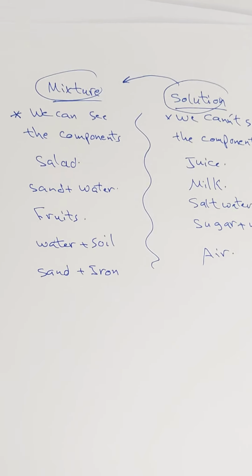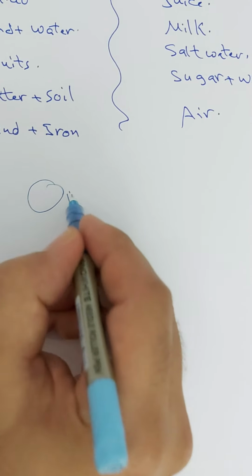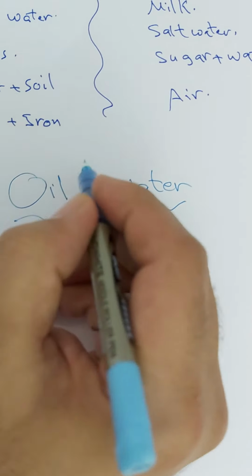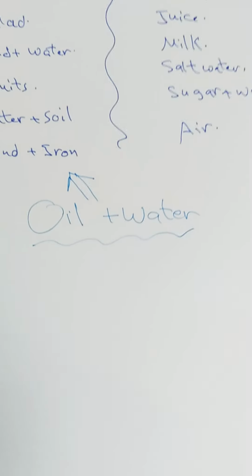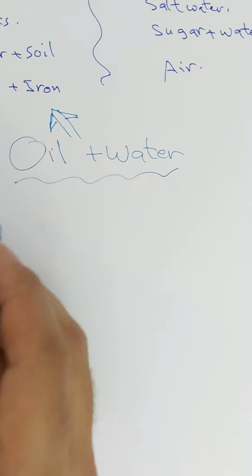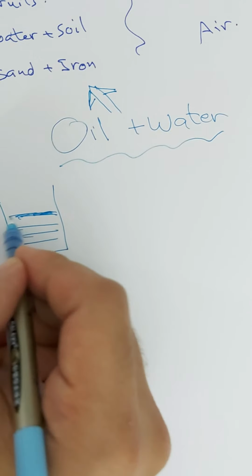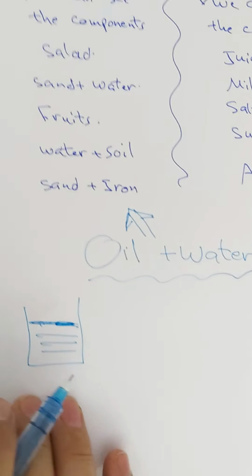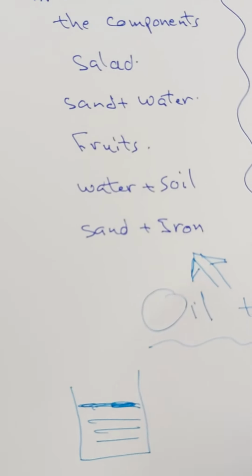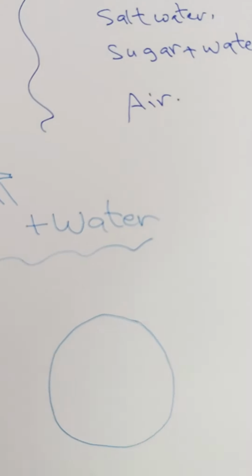Now, we said before, oil plus water is what? Mixture or solution? It is a mixture. Why? Because we can see the components. Oil will not mix with water. This is water, and oil will be here on the surface because its density is less than the density of water. So we use oil. Oil hates water and water hates oil.